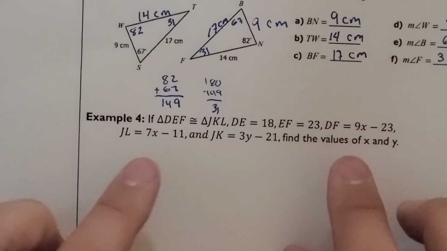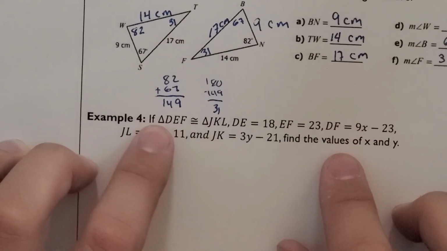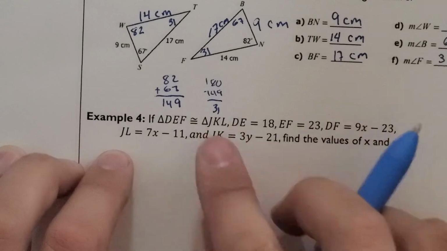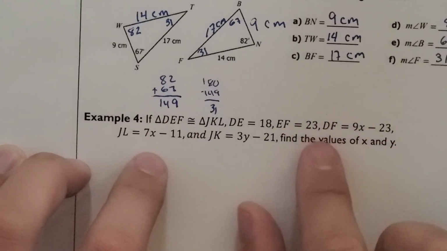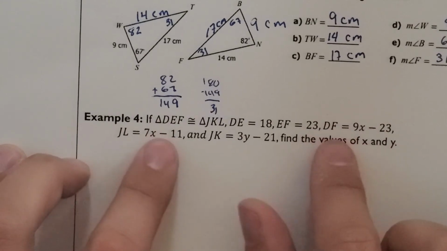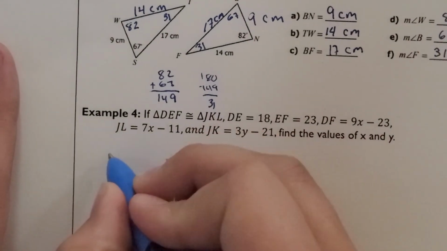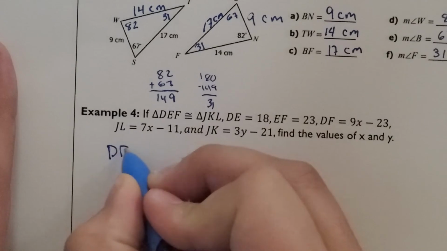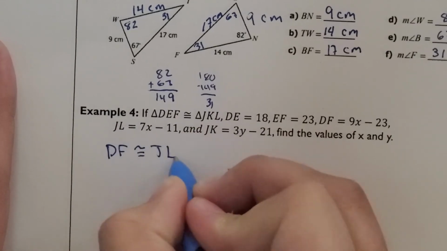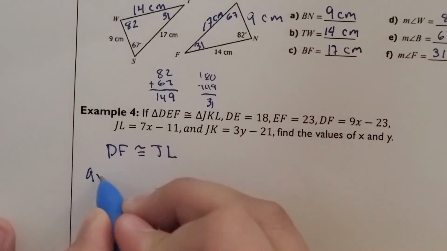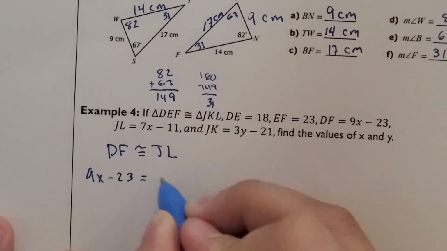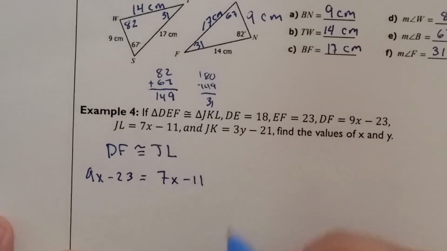All right, so wrapping up where we're at. DF is the first and the last letter, and JL is also the first and the last letter. So J and D and F and L go together. So DF and JL, I know those two things have to be congruent to each other. And if DF is congruent to JL, then these two equations are going to be equal to each other. 9x minus 23 has to be equal to 7x minus 11.